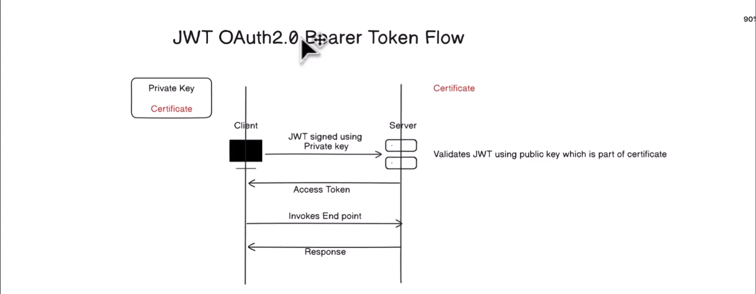Now let's move into the implementation part. What all do we need for implementation of this flow? We need a client, we need a server, and we need this private key and certificate. So we need these three things to implement a JWT flow. For us, the server will be Salesforce. Salesforce will be the server. The client will be Node.js.